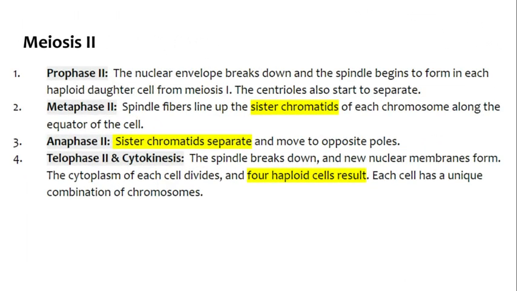Now meiosis 2, basically the same process, only this time we're going to separate the original chromosome and its copy. So prophase 2, same thing, same events. In metaphase 2, the spindle fibers line up at the sister chromatids. In anaphase 2, the sister chromatids separate. And then telophase 2 and cytokinesis, all the other things happen, and now we have 4 haploid cells. So we have 4 cells with half the number of chromosomes as the original. And each new cell has a unique combination of chromosomes.